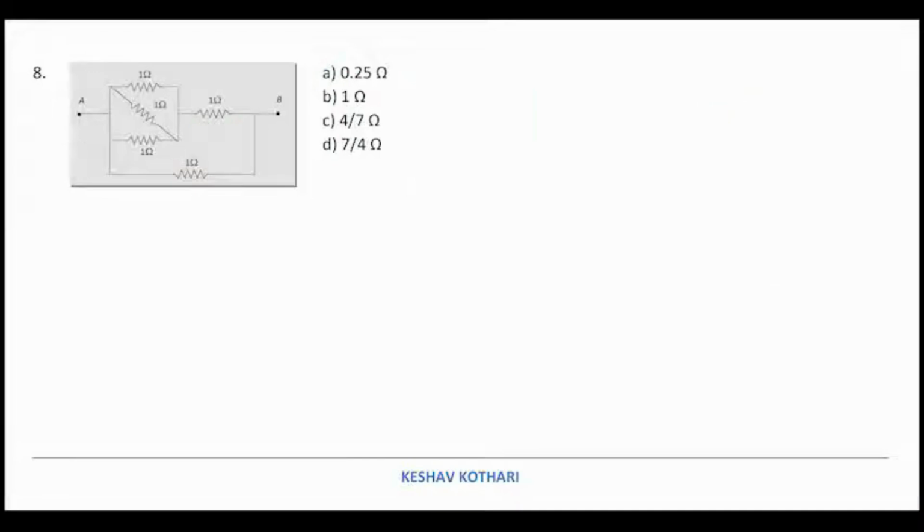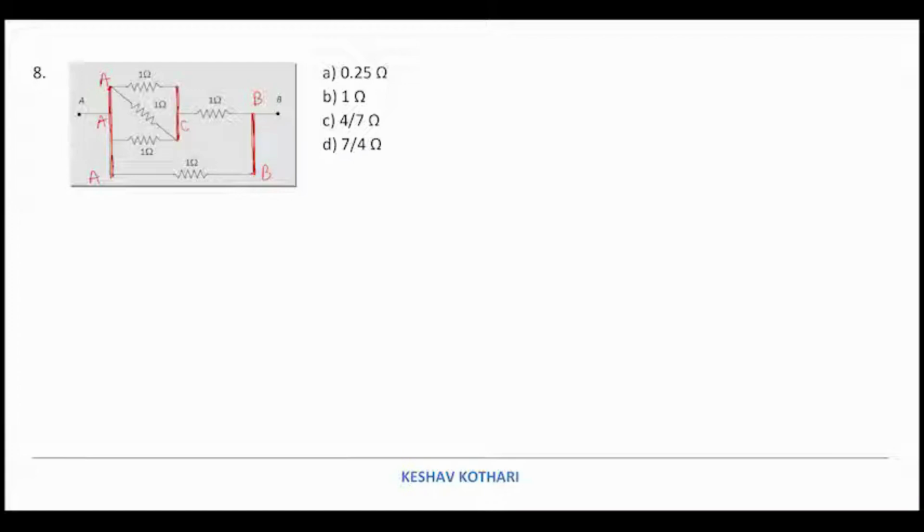So if we consider this circuit over here, all these points have potential equal to A. So all these points have potential equal to A, and all these points have potential equal to B. Now somewhere over here, which is an intermediate point, we are marking it as C.